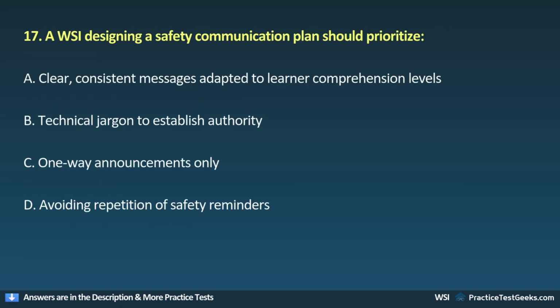17. A WSI designing a safety communication plan should prioritize A. Clear, consistent messages adapted to learner comprehension levels. B. Technical jargon to establish authority. C. One-way announcements only. D. Avoiding repetition of safety reminders.